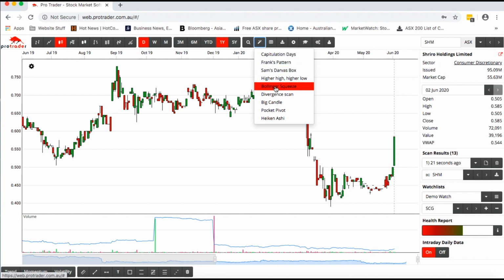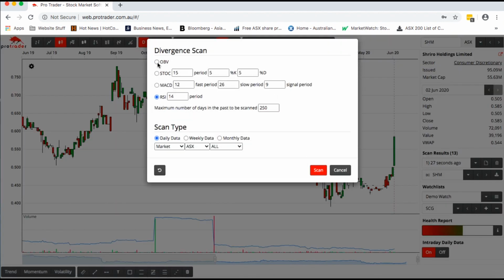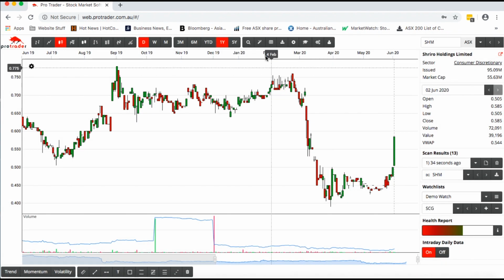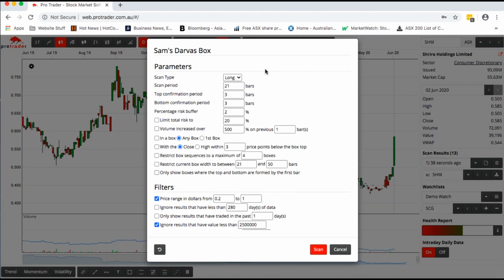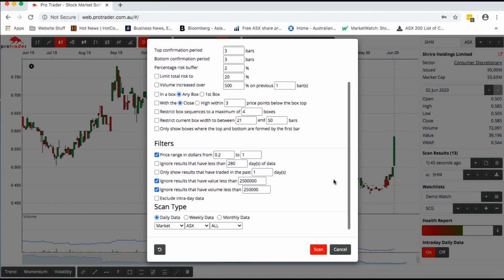The other ones here that I do very regularly is I would do things like the Divergence scan. So here's where I do my OBV or Stochastic Oscillator or MACD if I want to do them by themselves. I also would do the Sam's Darvas box. Sam does the Breakout Wednesday show. Sam has a much shorter period. His confirmation boxes are much tighter than mine. So let's give that a go.